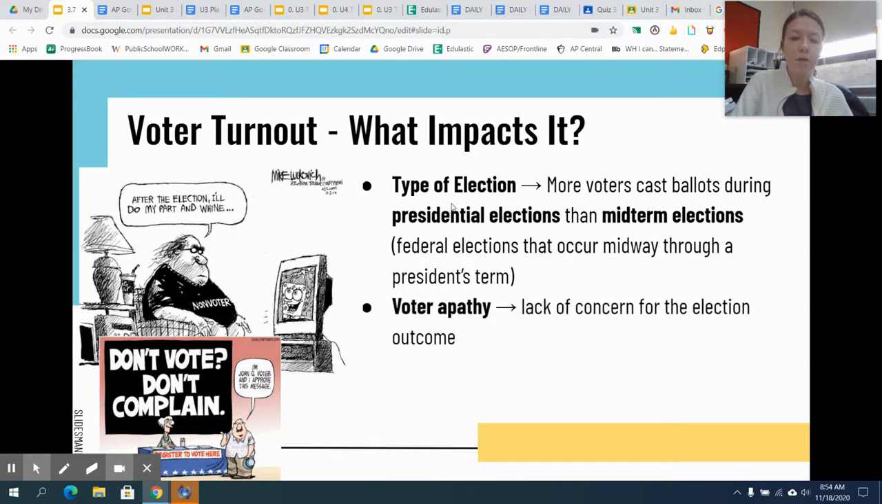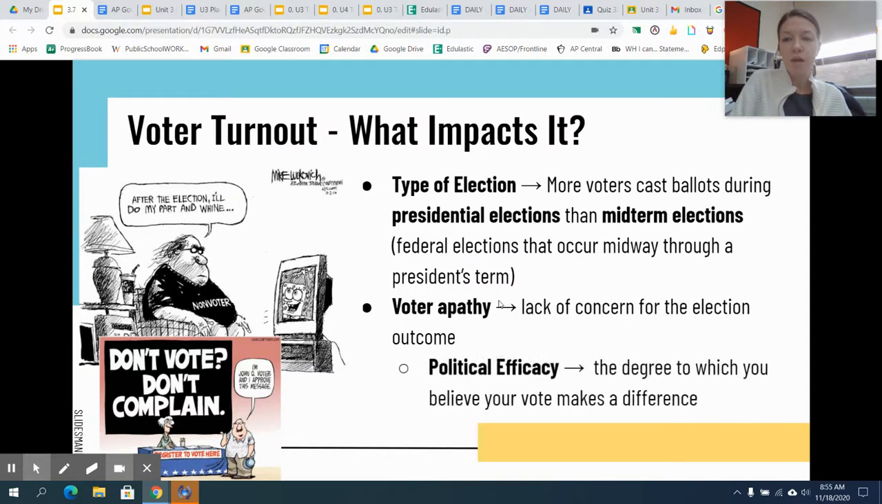And we've also taken a look at how voter apathy, or a lack of concern for the election outcome, has risen over time and can impact voter turnout. So, a big factor in what determines your likelihood of voting is the degree to which you believe that your vote actually makes a difference or that it matters.